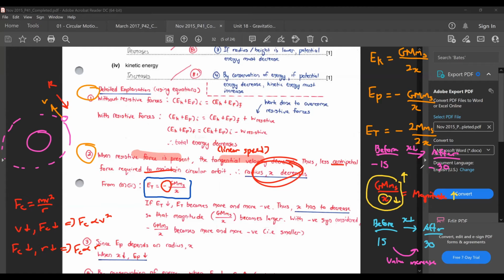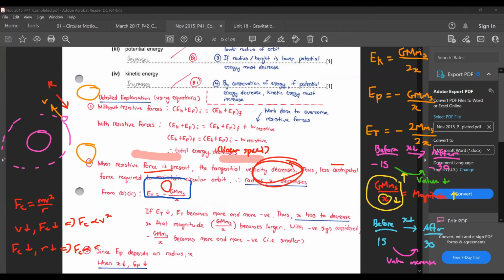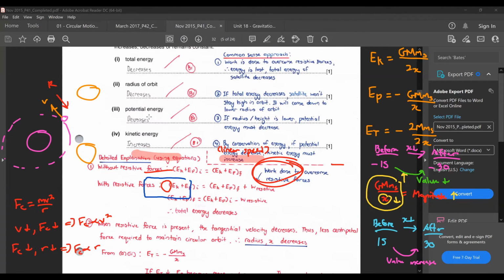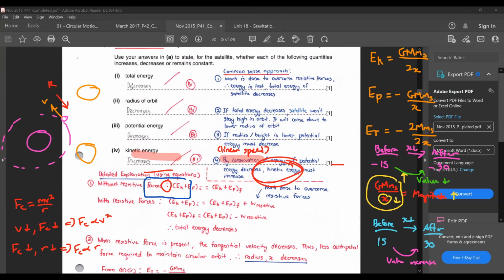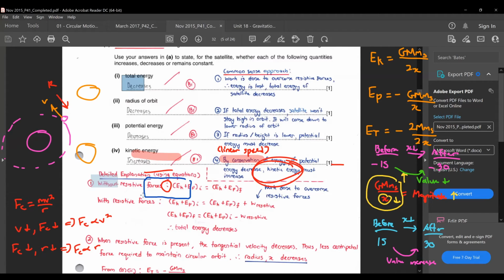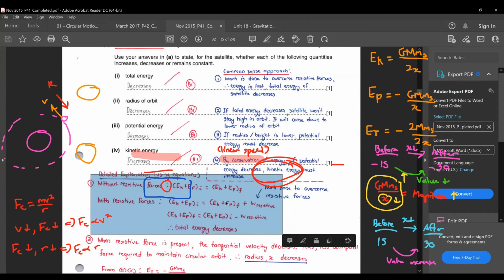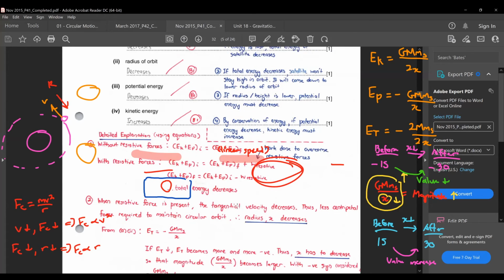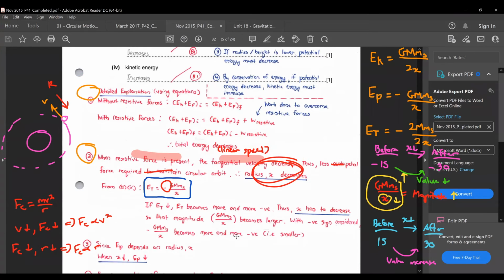So from negative 15 to negative 30, this one is actually a value decrease. That's why I can say that my total energy here is dropping. It kind of ties back with what you have in the first explanation now. So this one is also trying to explain to you why total energy is dropping.